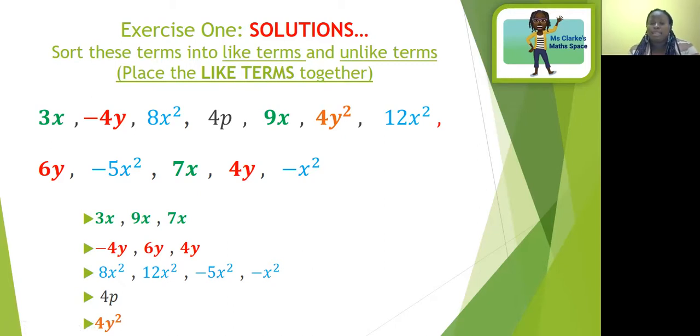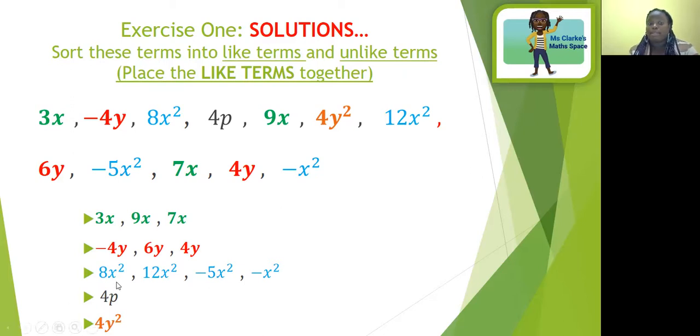You notice that in orange we have 4y squared. 4y squared is not the same as y. So y squared and y are different variables, so that's why I kept them separate. Okay. Similarly, x and x squared are different variables, so I also kept them separate.